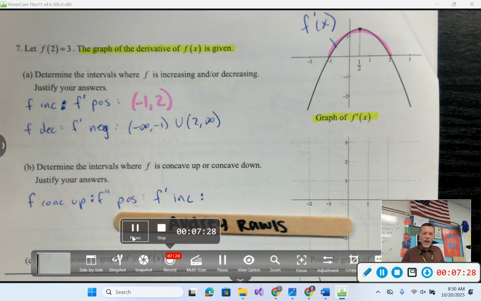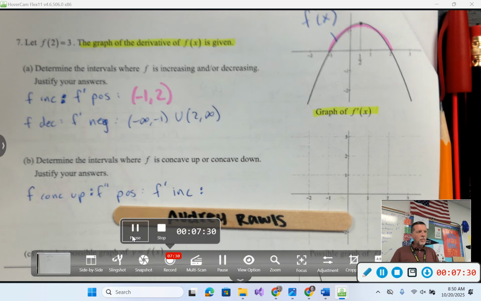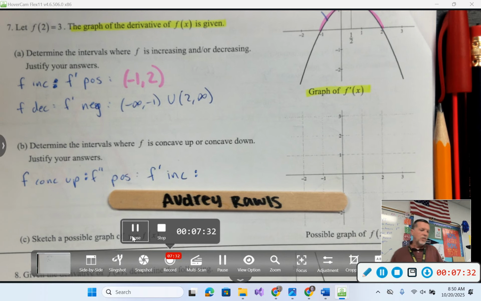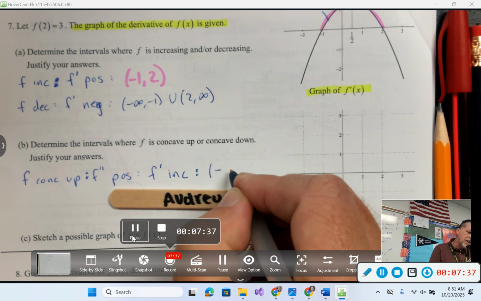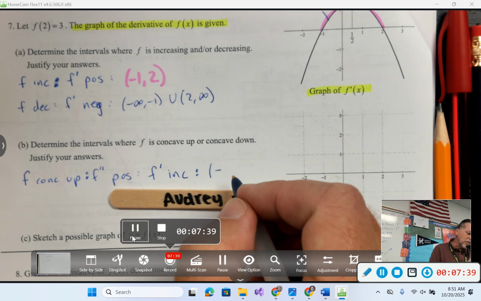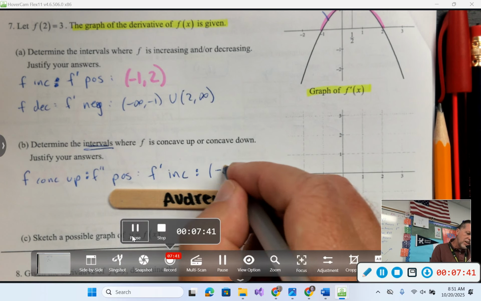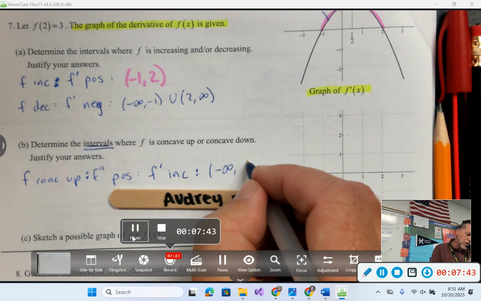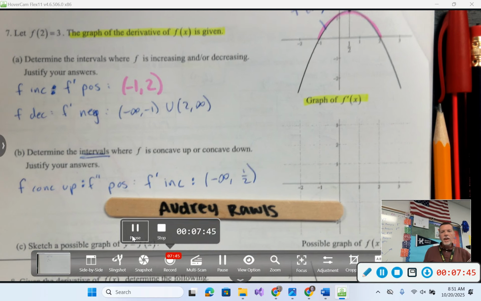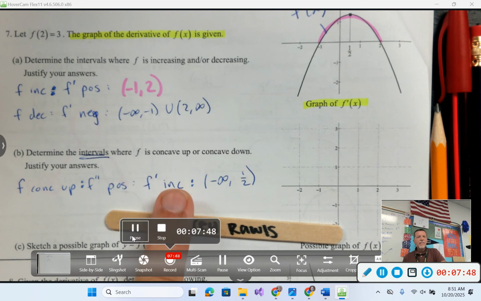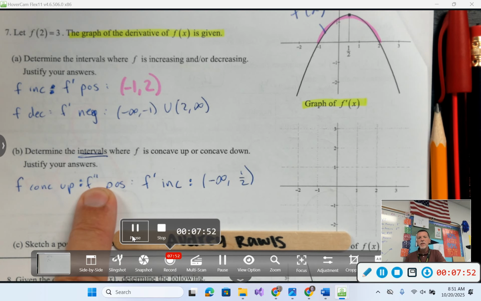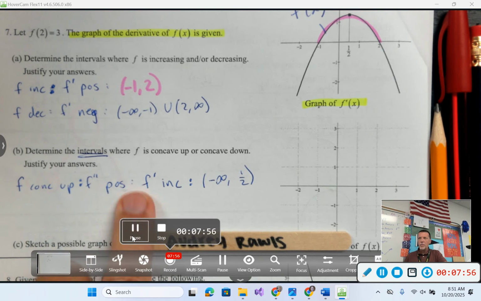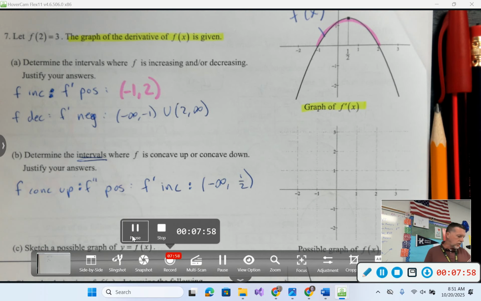So Audrey, looking at the graph of f prime, tell me where f prime is increasing. Yeah, give me the interval. Good. And if f prime is increasing, that means f double prime, which is the slope of f prime, is positive. And if f double prime is positive, then we're concave up. So it's making those connections.